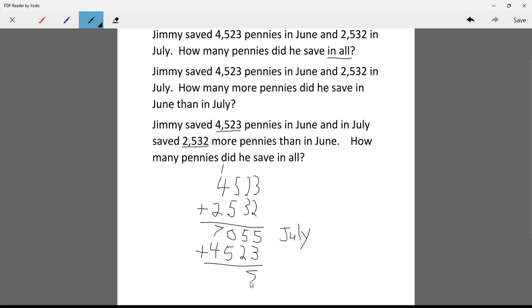So 5 plus 3 is 8, 5 plus 2 is 7, 0 plus 5 is 5, 7 plus 4 is 11. So, although you really got to make sure that you read these questions very carefully, because they are going to trick you. So, yep, 11,578 for this one. Just make sure you understand what they're asking you. But hopefully that helped you for these different word problems.